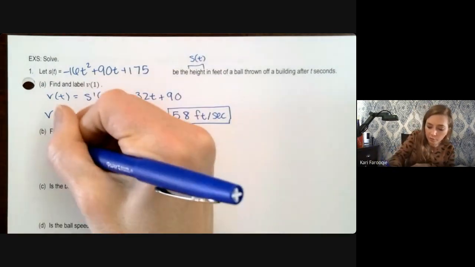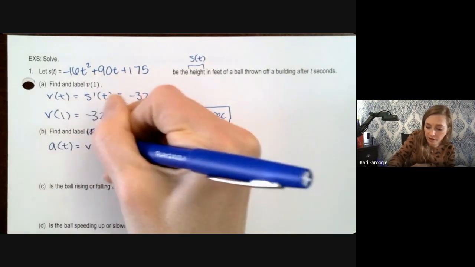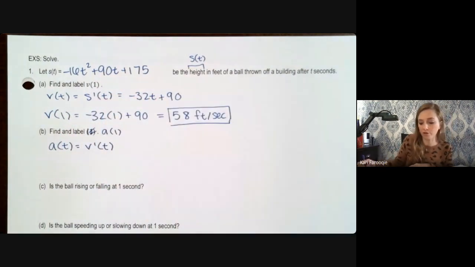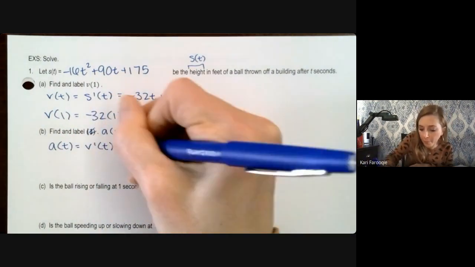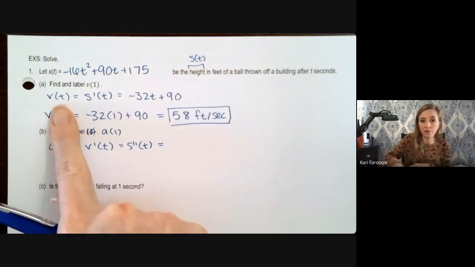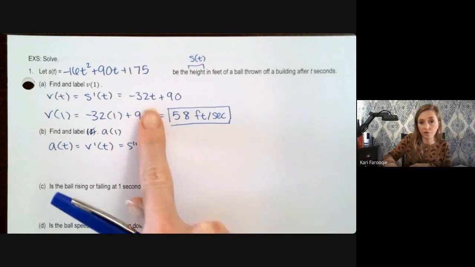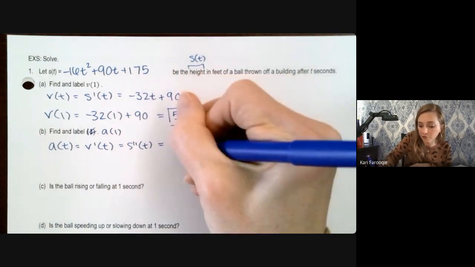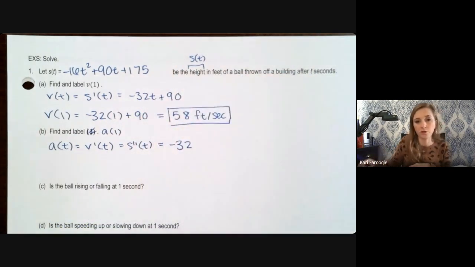So in order to do that, we need to find a of t. And remember that a of t is v prime of t, or s double prime, just so that we have that notation there. But go ahead and take your velocity function and then take its derivative. The derivative of negative 32t is negative 32. The derivative of 90 is 0. So your acceleration is a constant value.